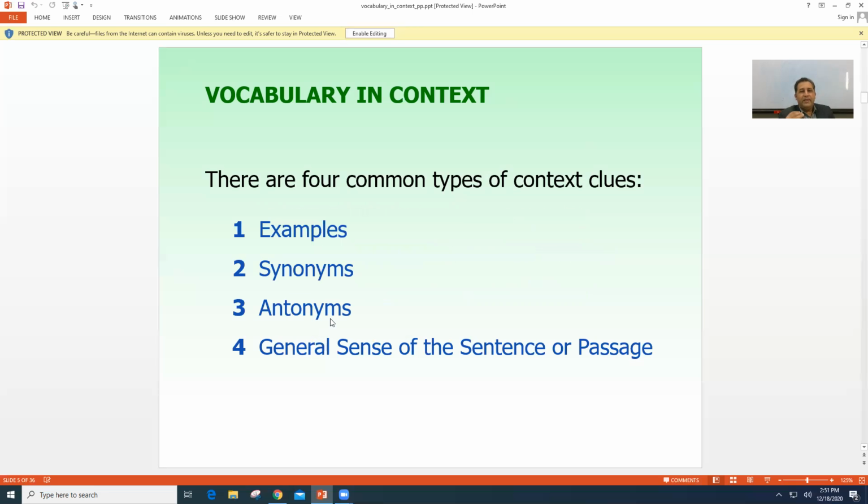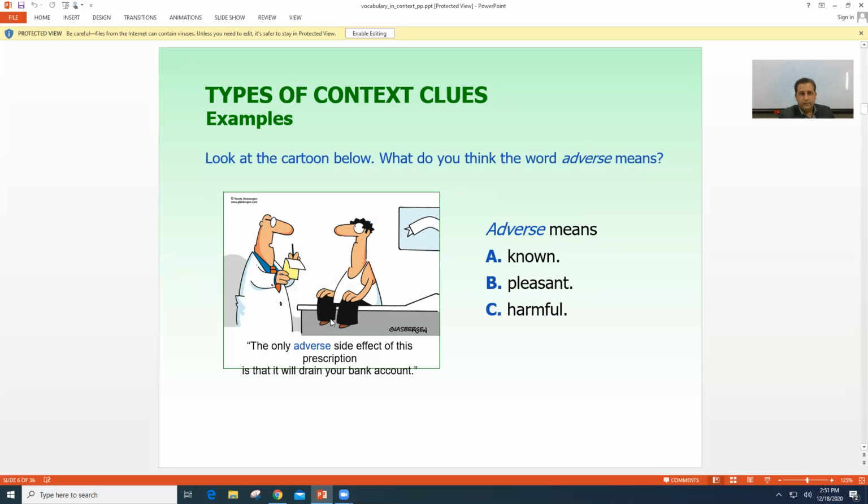Now, there are basically 4 common types of context clues. They are example clues, synonym clues, antonym clues, and the general sense of the sentence or passage. So we'll be discussing all these context clues one by one. Now, the very first type of context clues is examples. Now, look at the cartoon below.